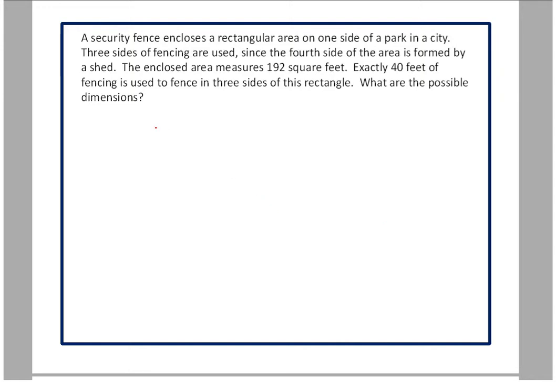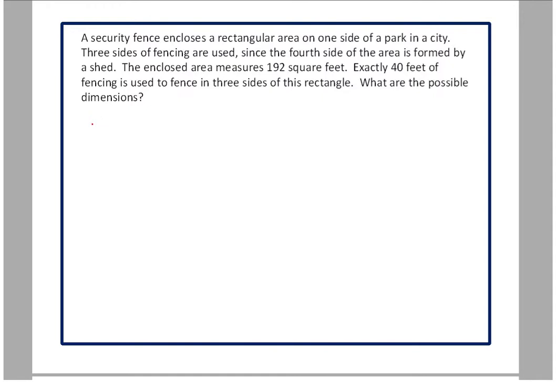I'm going to do an application problem that uses a quadratic equation. A security fence encloses a rectangular area on one side of a park in a city. Three sides of fencing are used, since the fourth side of the area is formed by a shed. The enclosed area measures 192 square feet. Exactly 40 feet of fencing is used to fence in the 3 sides of this rectangle. What are the possible dimensions?